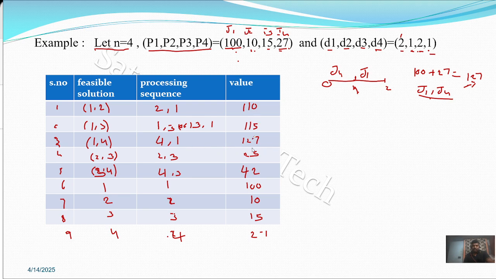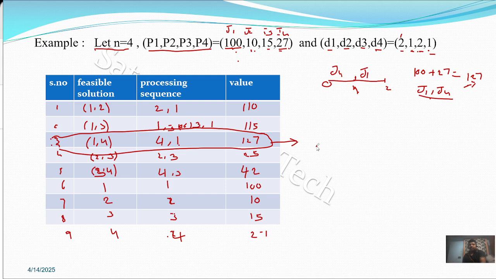So here you can see in this table, 127 is the maximum value, so you can complete job 1 and job 4. You complete job 4 first and then job 1. This is the sequencing order, and you can get 127. So this is the maximum profit, the optimal solution for this problem.